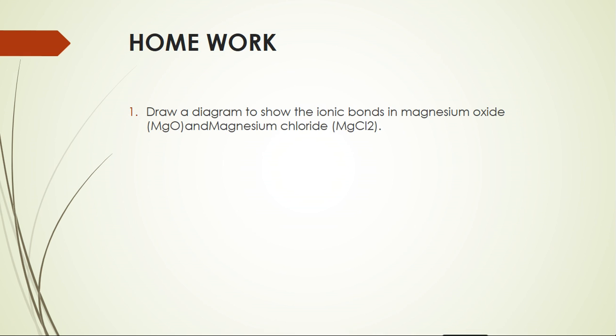Now come towards your homework. I gave you a single question, and by doing this question you will become more clear about this concept. Draw a diagram to show the ionic bonds in magnesium oxide and magnesium chloride. You have to first check their atomic numbers, and you should know the electronic configuration in order to check the outer electrons. Then you have to show the bonding between them by forming ions first, and then so on. Clear? Thank you.